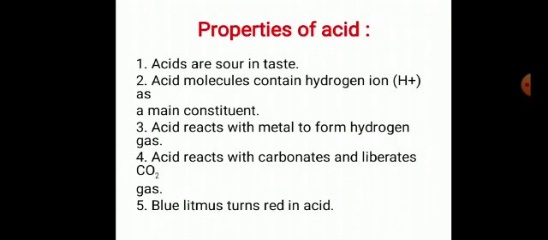Let us study properties of acid. Number 1. Acids are sour in taste. Number 2. Acid molecules contain hydrogen ion as a main constituent. Acid, when dissolved in water, gives H plus ion as a main constituent. Acid reacts with metal to form hydrogen gas. Acid reacts with carbonates and liberates CO2 gas. Blue litmus turns red in acid. So these are the properties of acid. You note down all these properties.